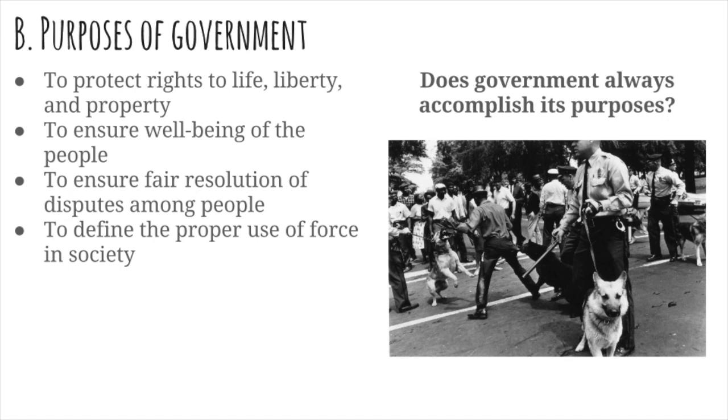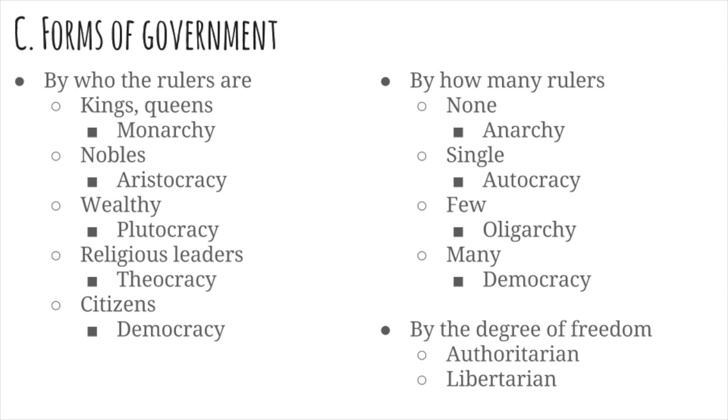government is. Now we know that government exists to control society, but more specifically there are 4 reasons that we have government. First, to protect our rights to life, liberty, and property. Second, to ensure the well-being or welfare of all the people in society. Third, to ensure that disputes are resolved fairly between people. And fourth, to define the proper use of force in society. And it's important to always think about, is government accomplishing its purposes? And when isn't it?